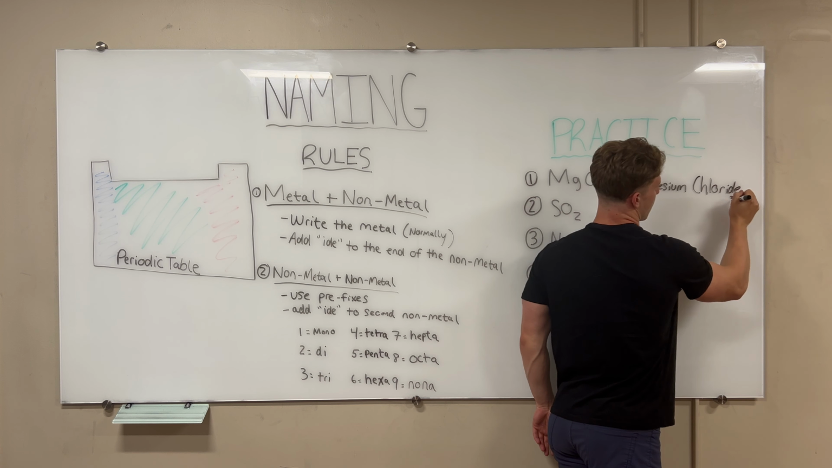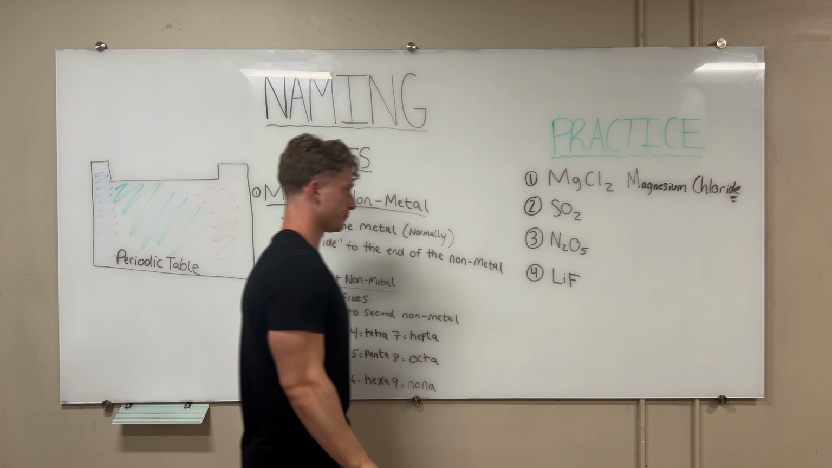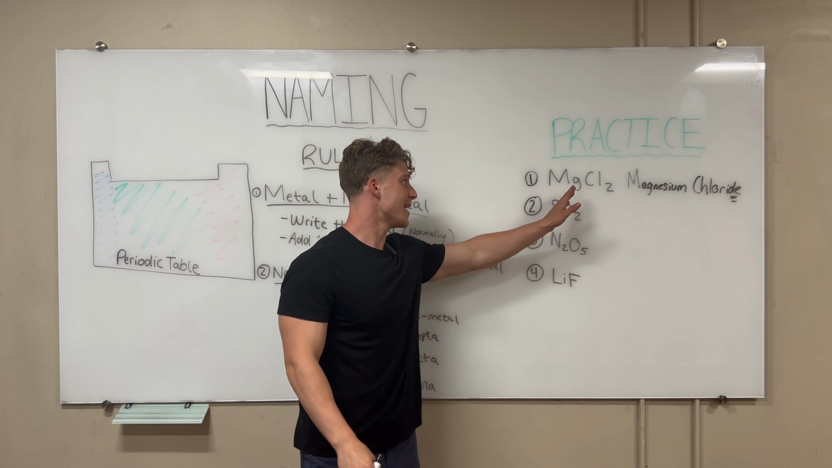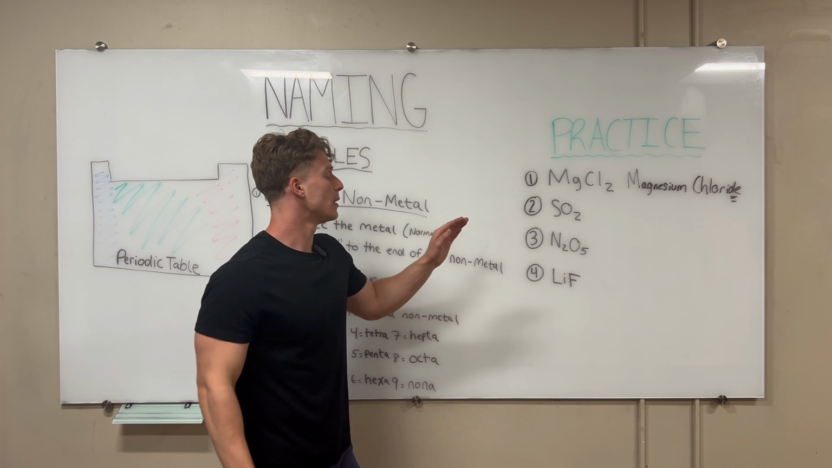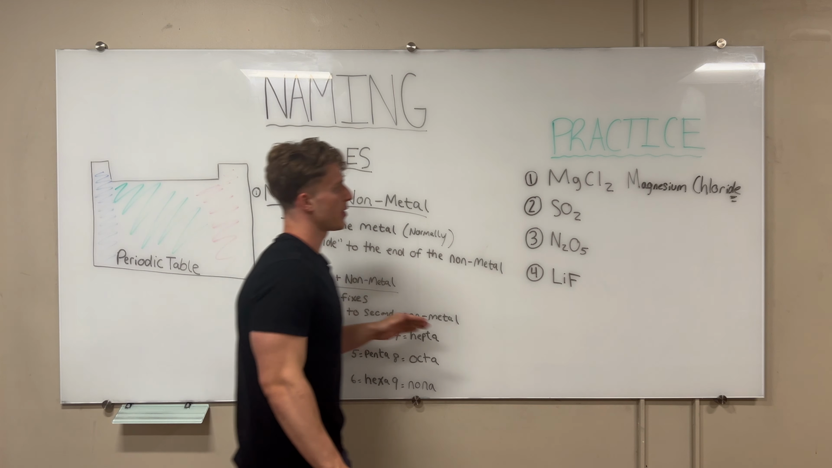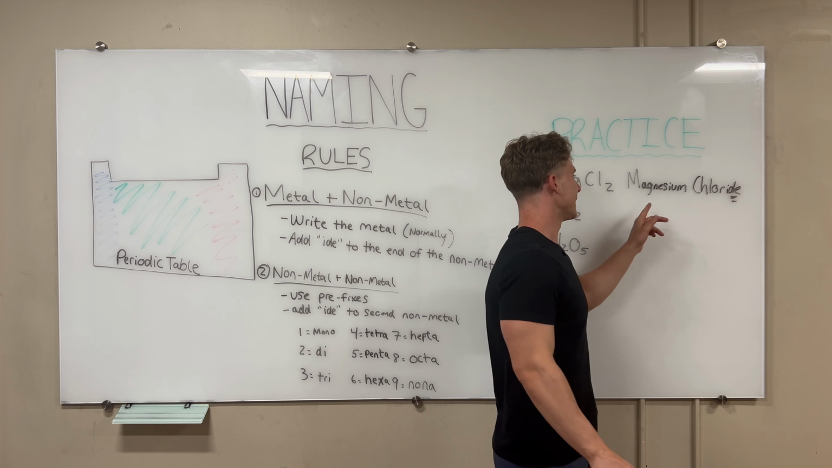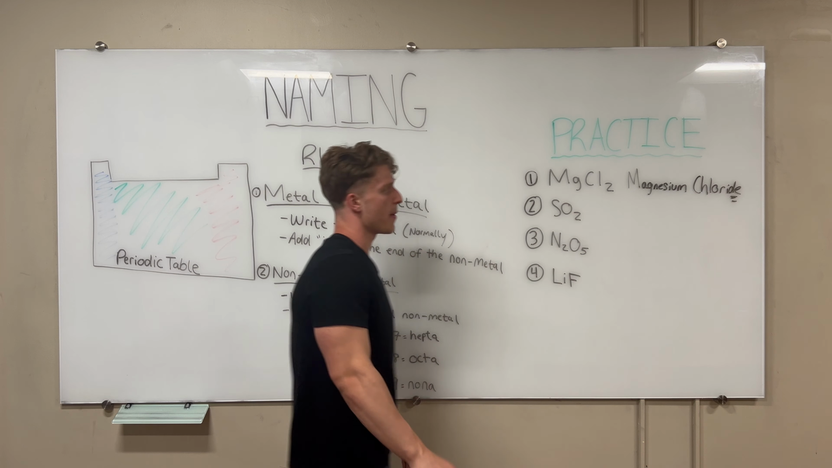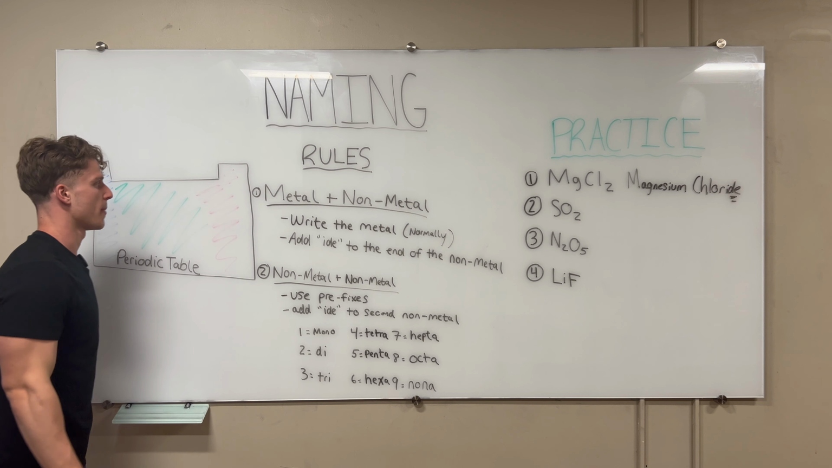So this is magnesium chloride, right? If this was NaCl or LiCl, both metals on the table, it would be the same thing. It would be sodium chloride or lithium chloride, right? So we don't change the name of that metal. We add "ide" to the end of the non-metal, right?